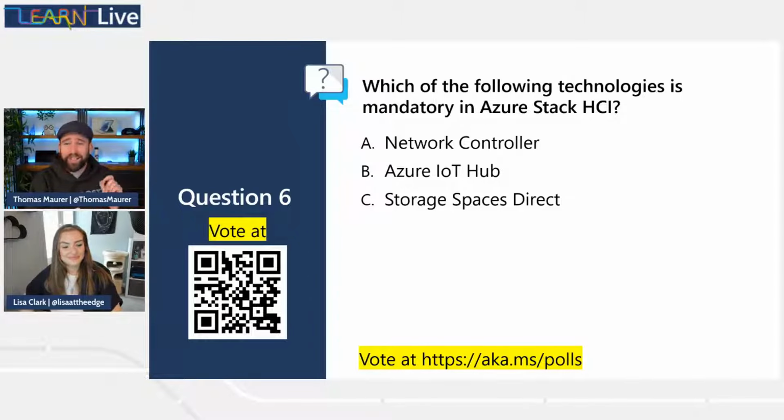So is it A, the network controller, which does software-defined networking? Is it B, Azure's IoT Hub, which, frankly, I like? This is kind of like a trick answer, maybe. And then C, Storage Spaces Direct. So I think I know which one it is. I think so. A, you're saying network controller for software-defined networking.